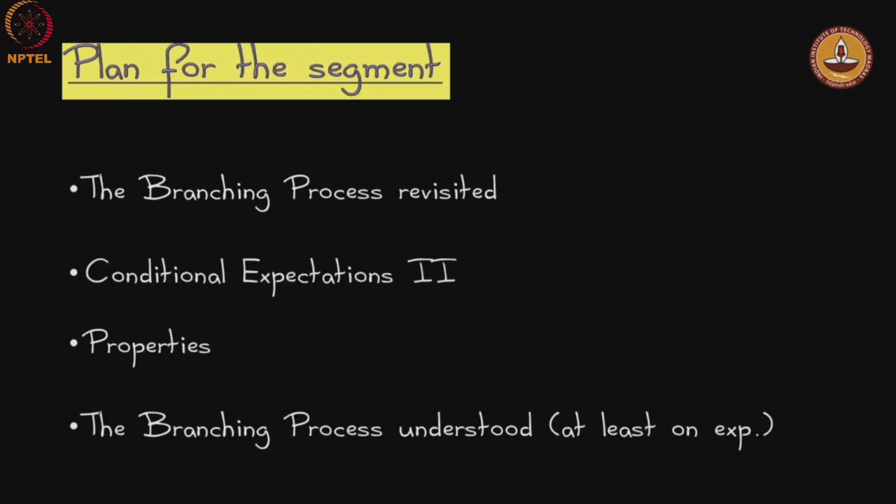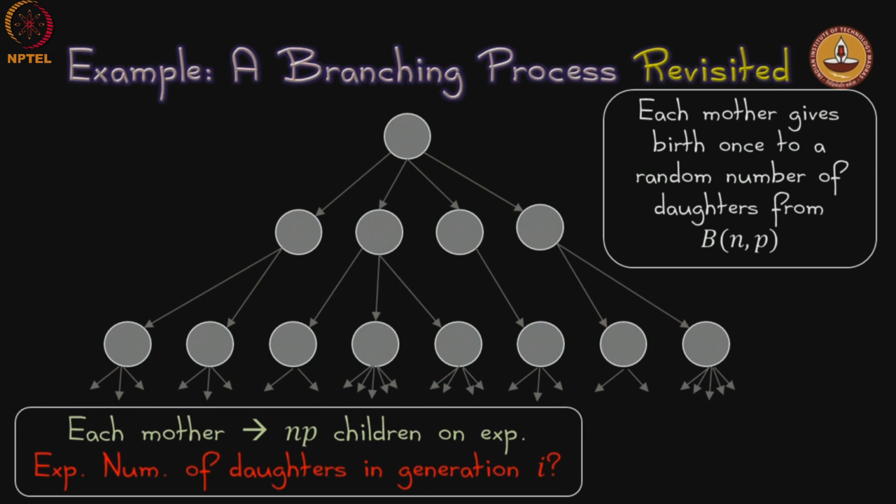We will just revisit this branching process that we talked about in the last segment. In order to understand this branching process, we particularly want to know the expected number of children at an arbitrary generation i, and to understand that question we will introduce this notion of conditional expectation version 2, if you will. We will describe some properties of that notion, and then get back to the branching process and try to understand that question. So, a quick reminder of the branching process.